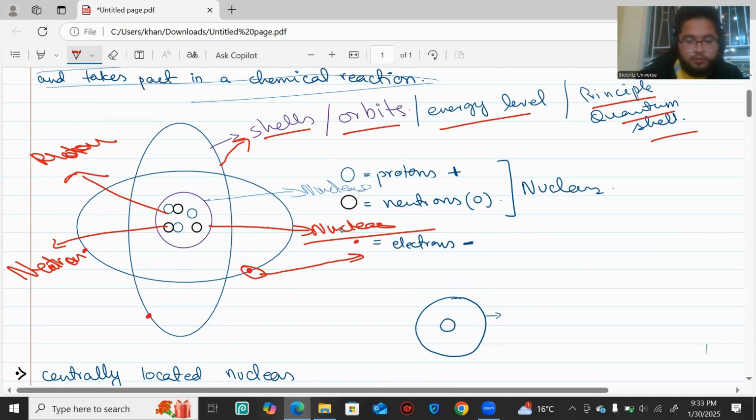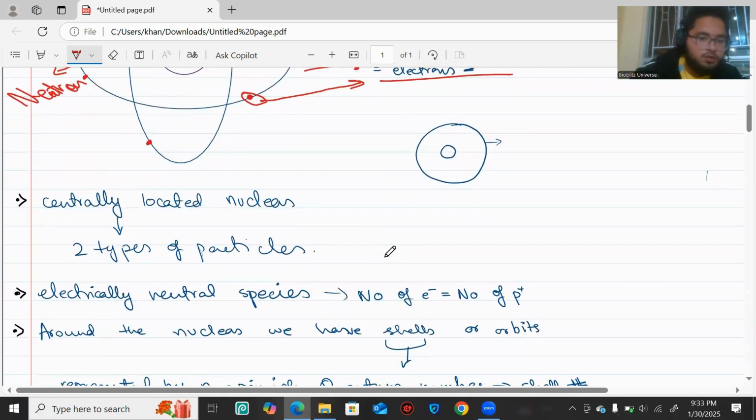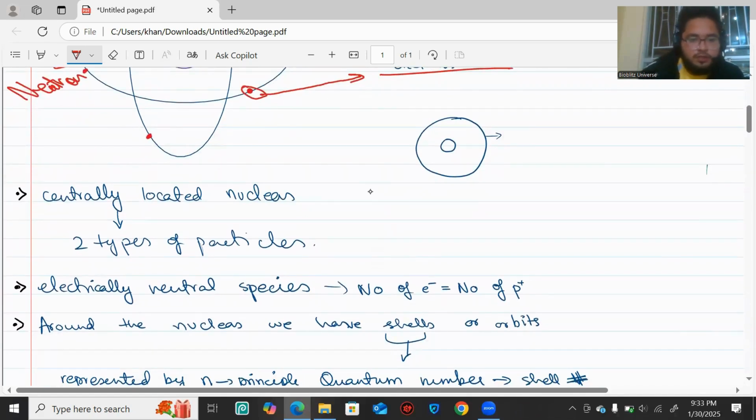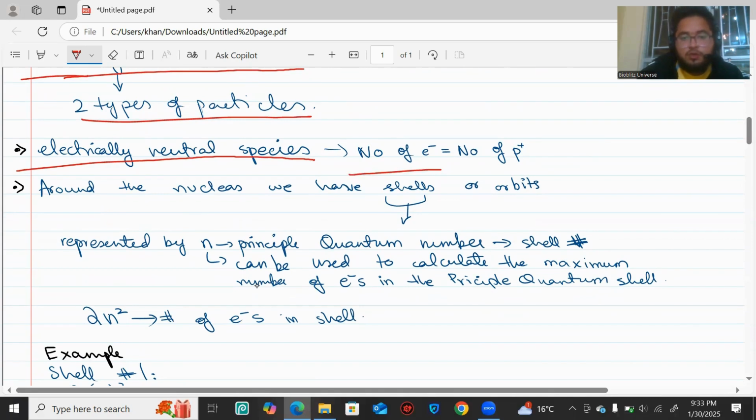So let's move on to their charges. Proton is positive, neutron is neutral, it doesn't have a charge, and electron is negatively charged. Here are some points you may write down. The centrally located nucleus has two types of particles, and an atom is basically an electrically neutral species, because there is the same number of electrons and protons. Around the nucleus we have shells or orbits, which I just explained.